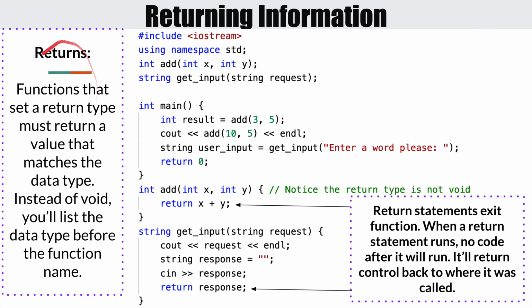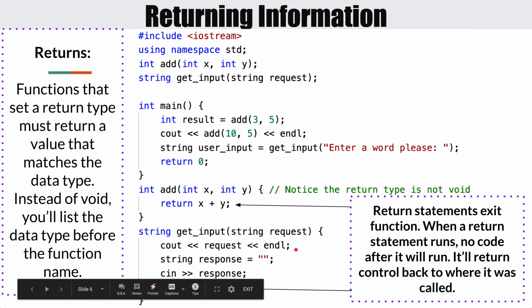Now, in fact, I don't even think I read this. Functions with a set return type must return a value that matches the data type. Instead of void, you'll list the data type before the function name. So I basically said that.